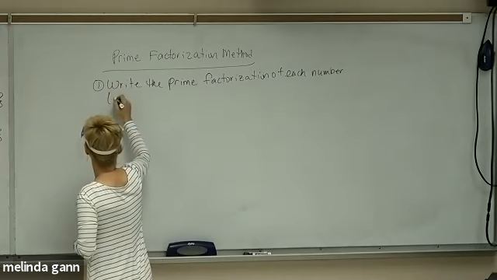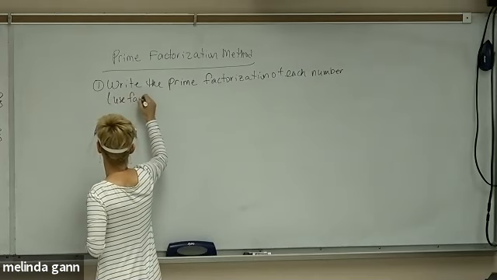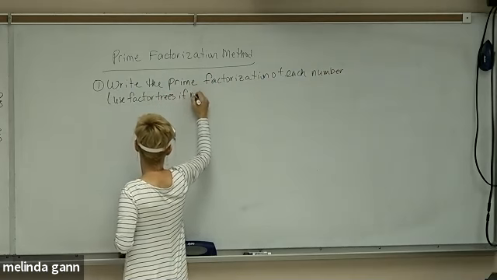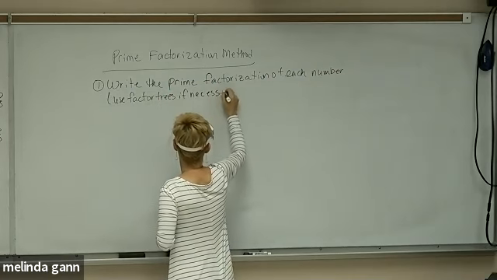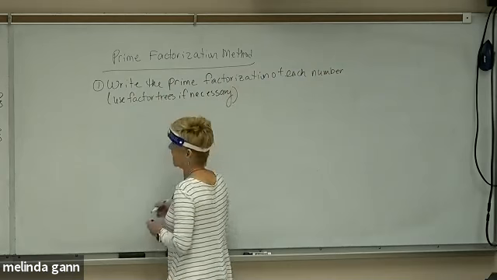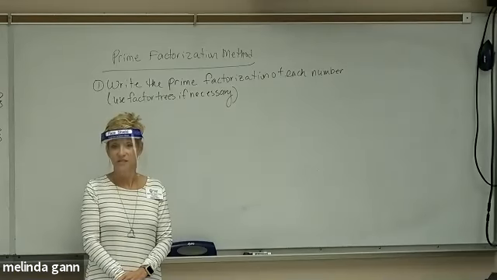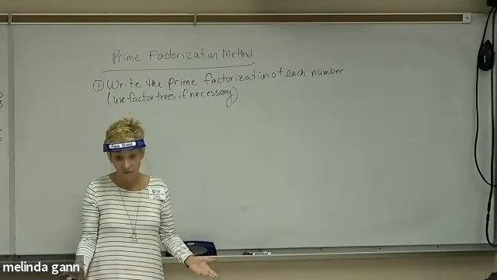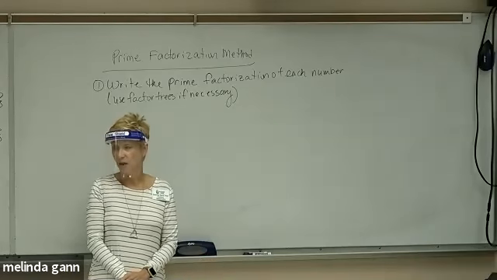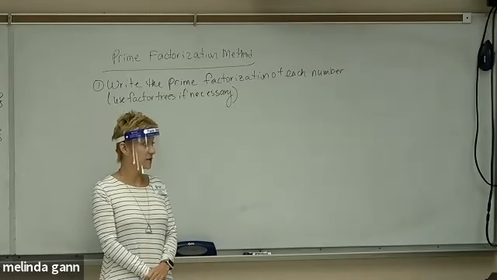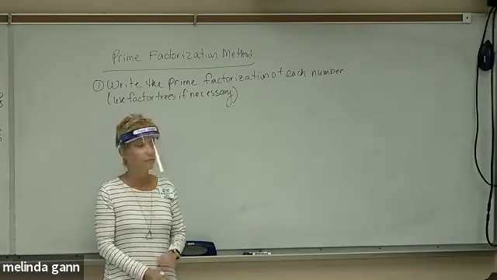And I'm going to put use factor trees if necessary. I mean, I'm not going to have to make a factor tree for 6. I would just know the prime factorization of 6 is just 2 times what? But I'm not going to know the prime factorization of 24. So that's why I said you need to use a factor tree to figure it out. Okay?